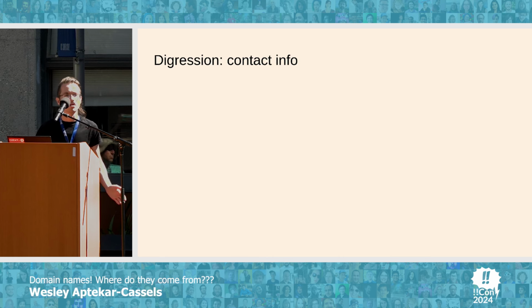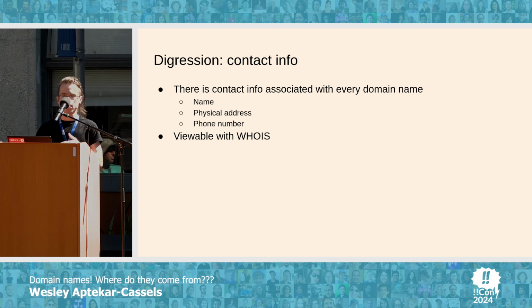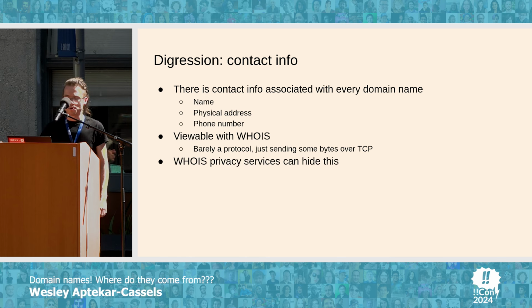And so I'll talk about contact info for a sec, because that is kind of interesting. There's contact info associated with every domain name. And this is your name, which kind of makes sense, your physical street address, your phone number. This is viewable by anybody with Whois, which is this protocol that's actually not even really a protocol. It's just that you send bytes over TCP, and then these bytes are displayed as text. And maybe there's some format that it follows, maybe there isn't. But in any case, everyone can see this, which people don't tend to want.